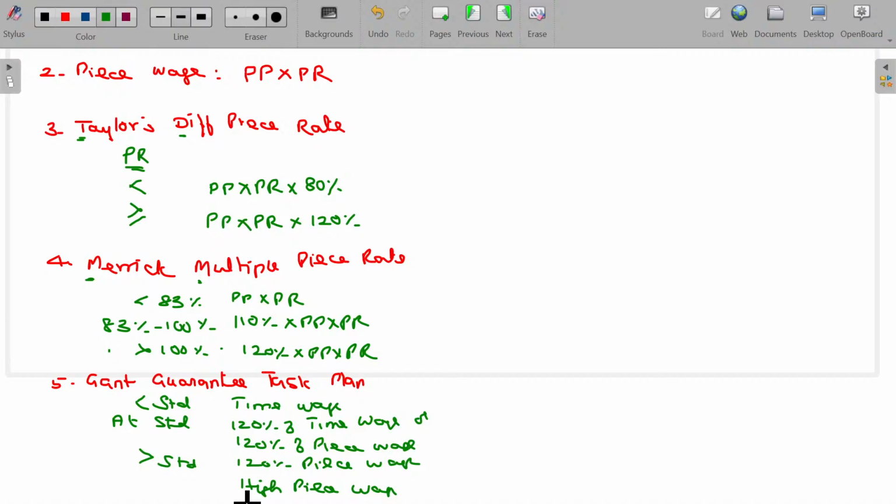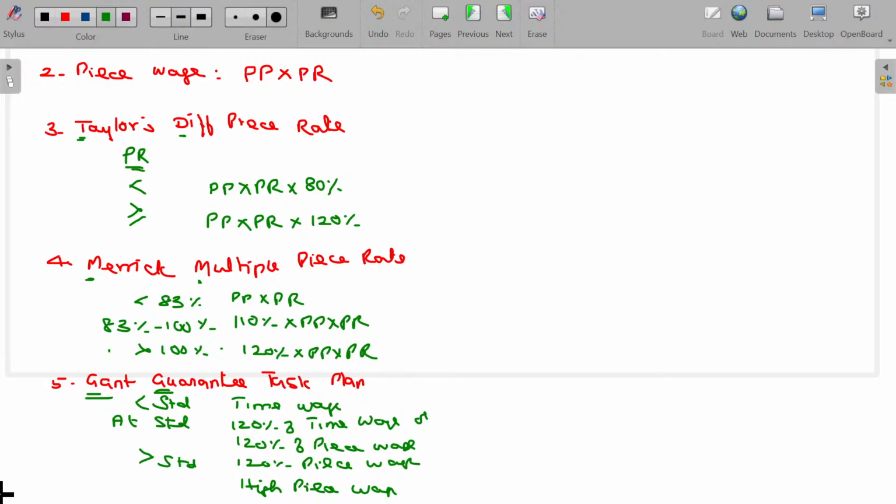But in the case of Gaunt, there will be a guarantee. The employees will get the guaranteed salary in time wage. Whether he works or not, he gets the salary. So if his performance is less than standard, time wage will be given. At standard, either time wage or piece wage you can calculate, the values will be the same, but add 20%. Above standard, find out the pieces, because the production may be higher. For the higher piece production, find out the piece wage and add 20%. Or sometimes a high piece rate may be given.